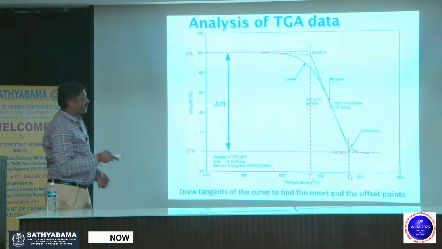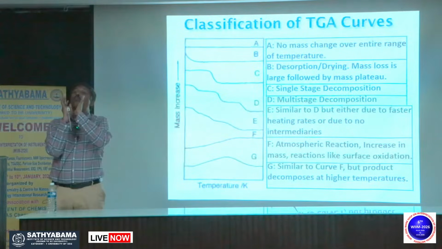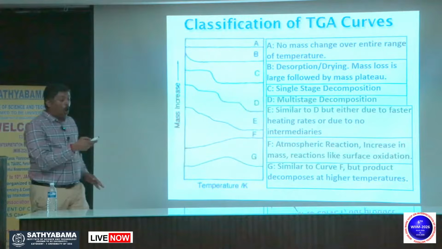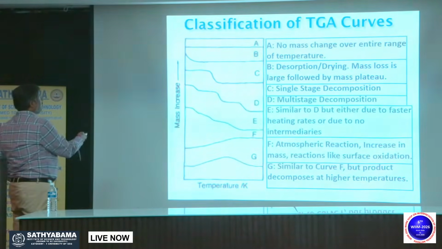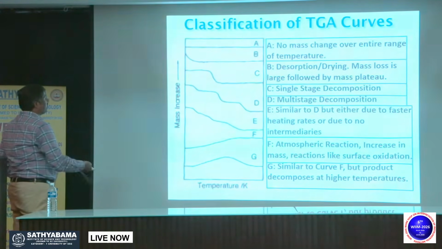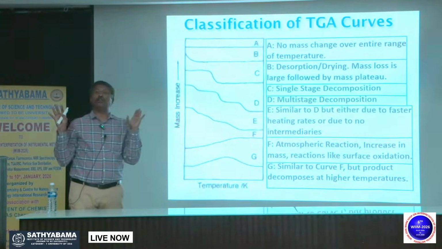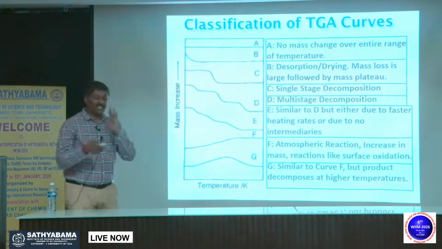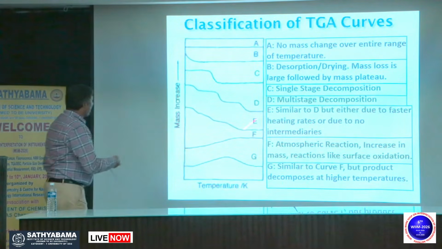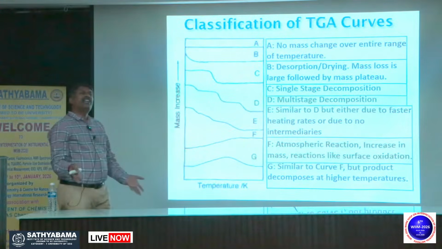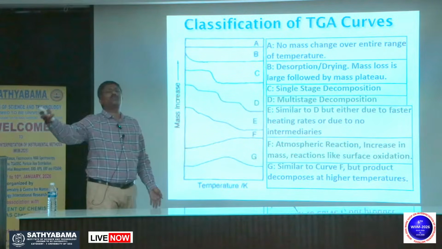Now we will see another example. Only 1 by 1, okay? All the time the y-axis is mass decrease, not increase, and the x-axis is temperature, not to the scale, but 1 by 1 we have to see. Okay? What is the temperature range? I didn't write, so let us assume 100 degrees Celsius to 1000 degrees Celsius.